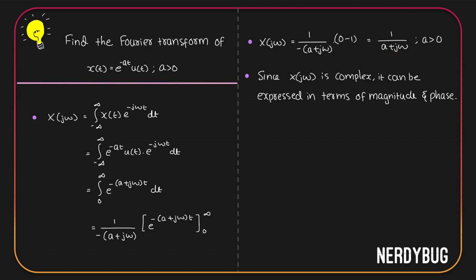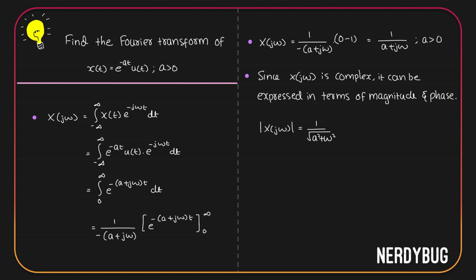Since we have j in here, x of j omega is a complex function. So we have to express it in terms of magnitude and phase. Magnitude of x of j omega will be like this. Magnitude of the numerator is just 1 because it's a real value, 1 divided by magnitude of a plus j omega is root of a square plus omega square.